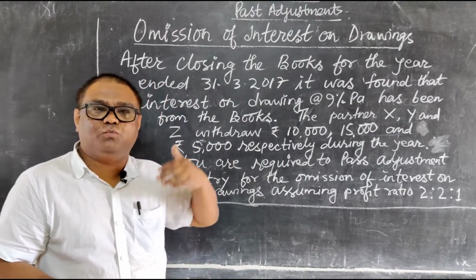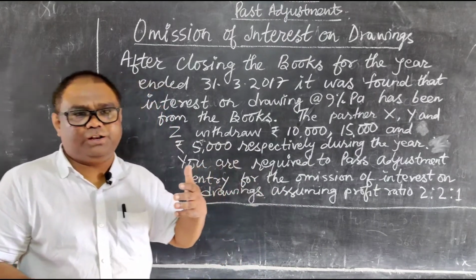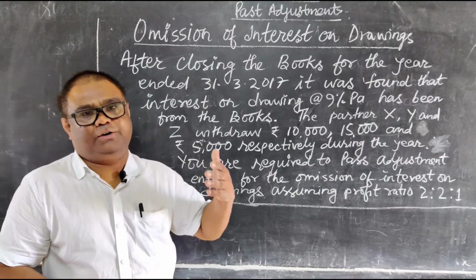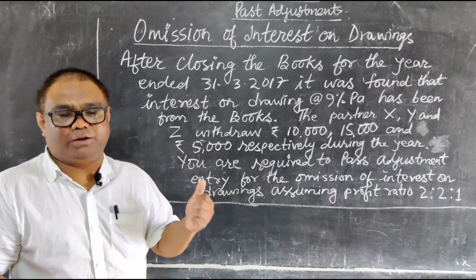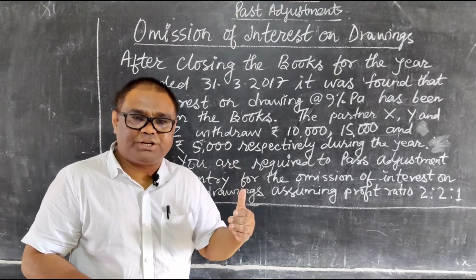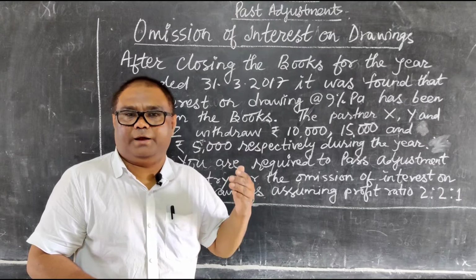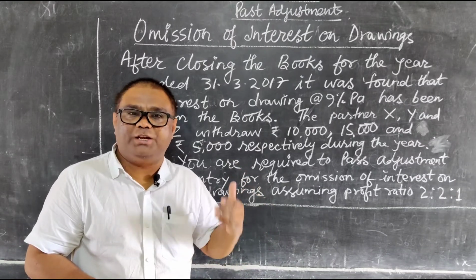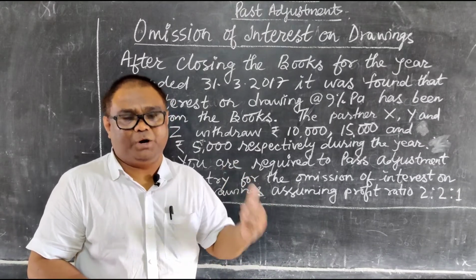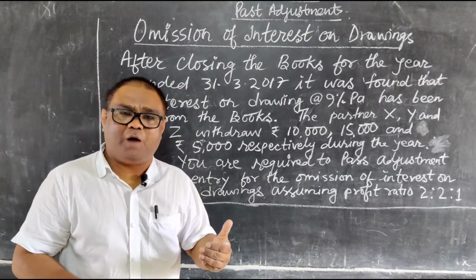If partners withdraw money from the firm within the financial year, interest on drawing is charged on the partner as per the partnership deed, and in the absence of the date of drawing, the interest on drawing is assumed for 6 months. So here interest on drawing is omitted. Interest on drawing is an income of the firm.